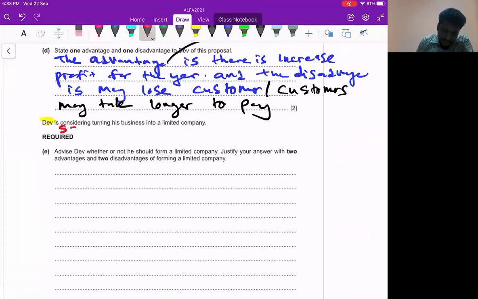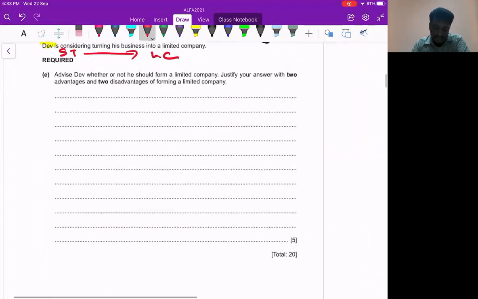From sole trader, he wants to become a limited company. Okay, he is planning to change to a limited company. Advise Dave whether or not he should form a limited company. Justify your answer with 2 advantages and 2 disadvantages of forming a limited company. So now you're talking about the 2 advantages and 2 disadvantages of the limited company, and also you need to advise. You need to advise.